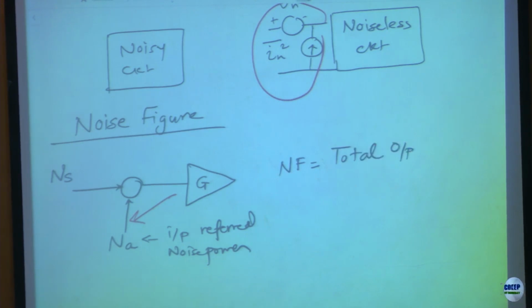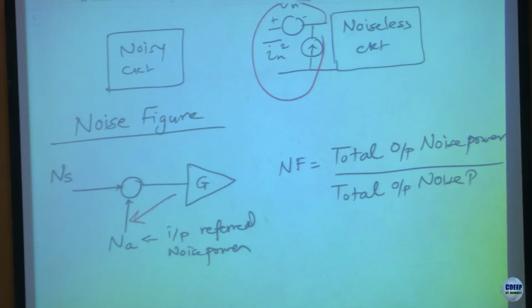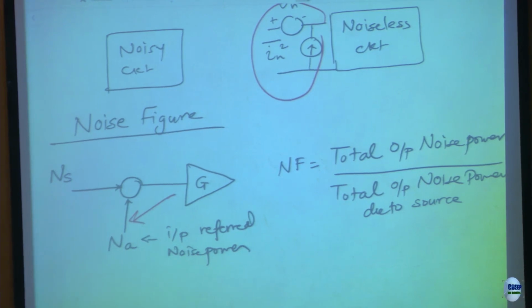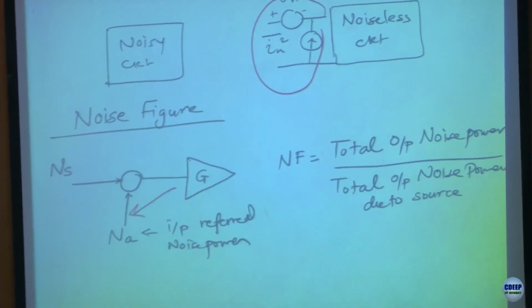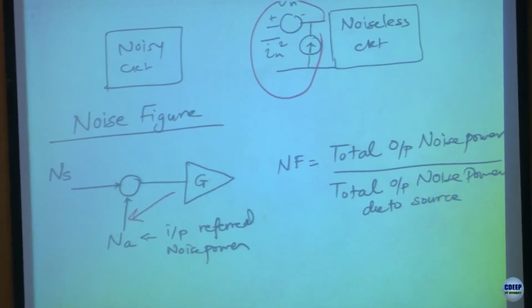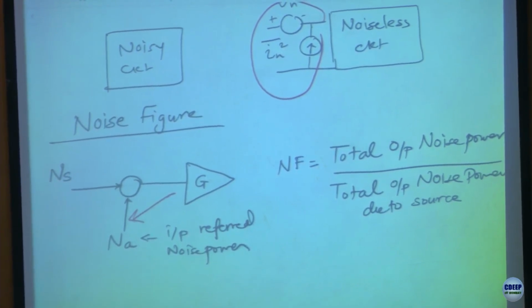In this particular case, we define noise figure as total output noise power divided by total output noise power due to source. Let me explain. The numerator has both the source contribution as well as the circuit's contribution. Is that clear? The denominator has only the source contribution, because it's coming from the source and there is nothing I can do about it.